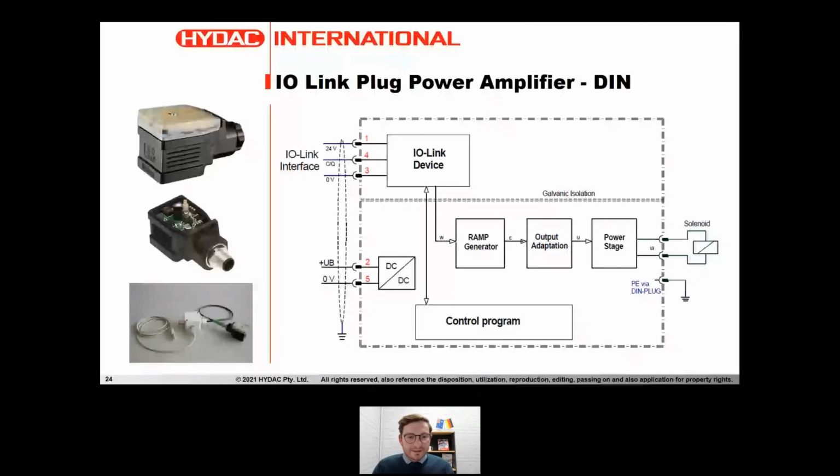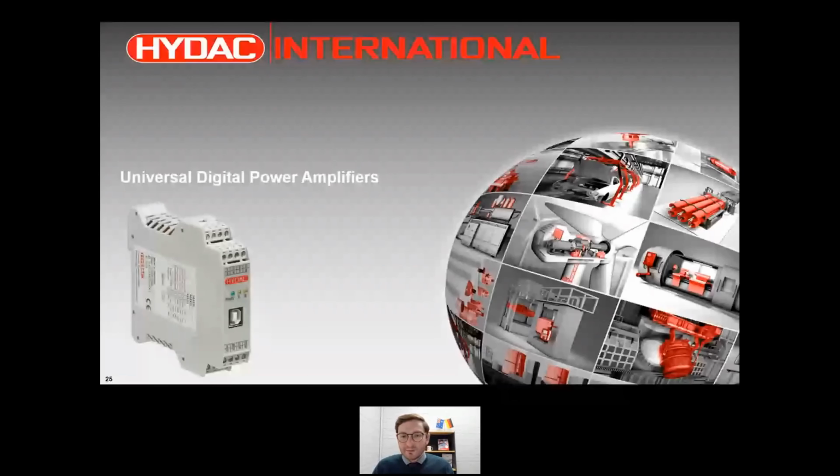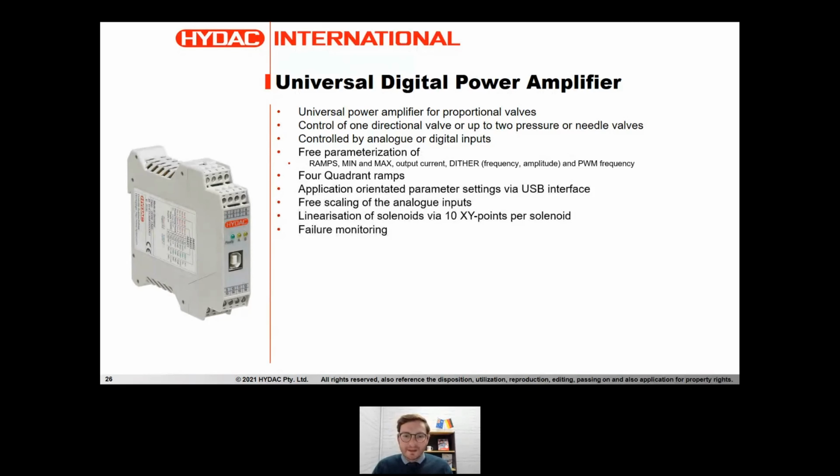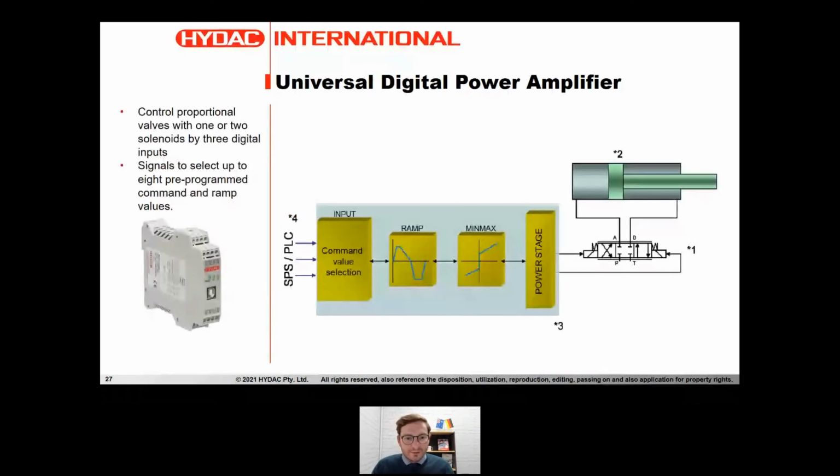So now we'll go into our universal digital amplifiers. This is probably the one that's going to be common to a lot of applications that are out there, in particular this device. As you can see, you can control 1 or 2 valves directly. It can be controlled by analog or digital inputs. So customization using parameters, ramps, and frequencies and things like that. 4-quadrant ramps as well, as I mentioned, so you can choose how quickly you want things to scale up and scale down. And one of the really nice features with the software, again, is you can linearize your solenoid if it isn't performing linearly.